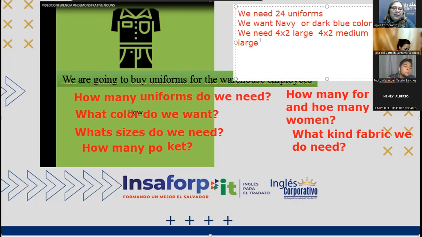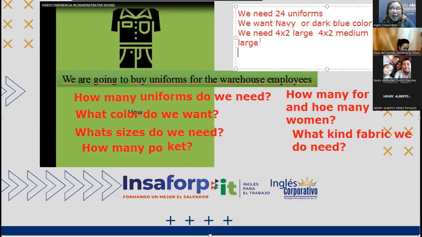How many pockets? ¿Cuántas bolsas? No, no pockets. It's a security area. Oh, okay. Now I understand. But if they need to take some tools, they need a belt, a tool belt.